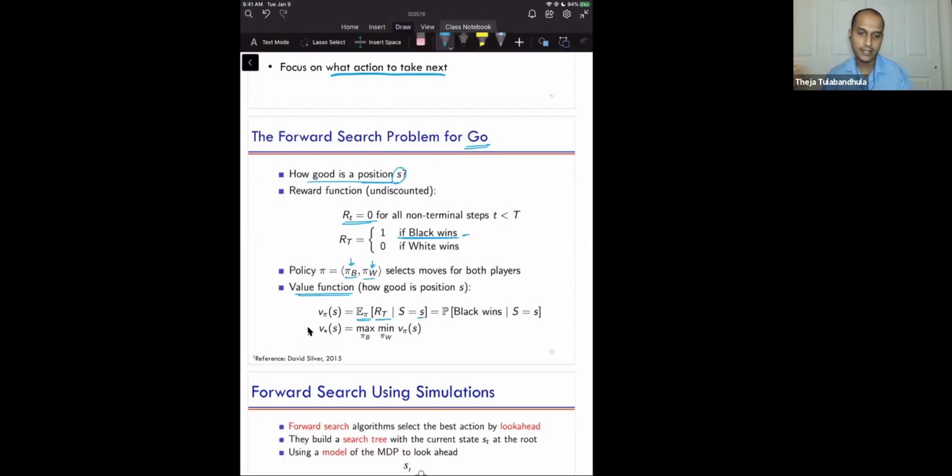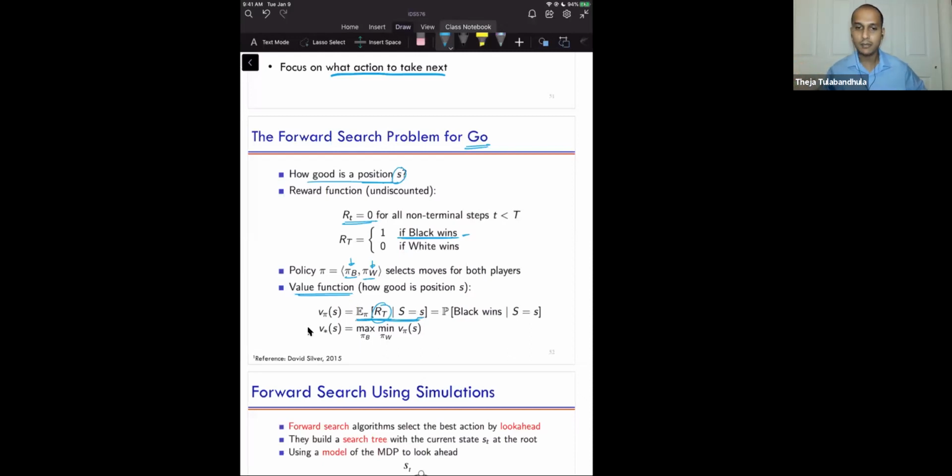So the value of a state S has this definition, and it is exactly the same as the definitions of value functions we saw earlier, except here there's no summation because we are not getting any reward in between. There's only the final reward when the game terminates, and the termination itself is also not predetermined.